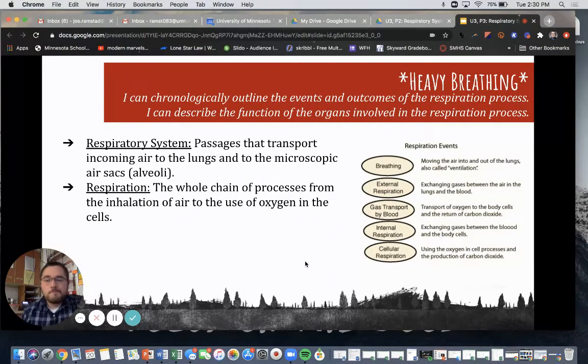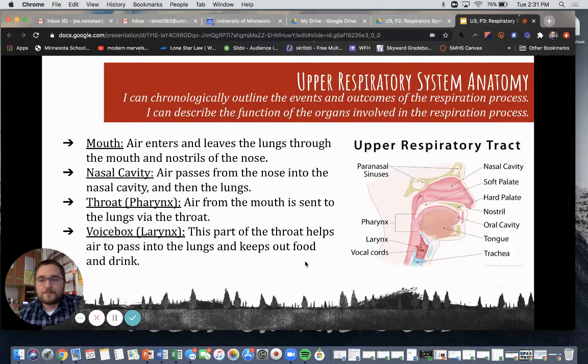So let's get started with talking about anatomy, or how the respiratory system is set up. The respiratory system is passages that transport incoming air to the lungs and to the microscopic air sacs called alveoli. Respiration is the whole chain of processes from the inhalation of the air to the use of oxygen in the cells. The respiration events are in the chart you find over to the right-hand side. We're going to literally follow this step by step, starting from breathing and ending with cellular respiration.